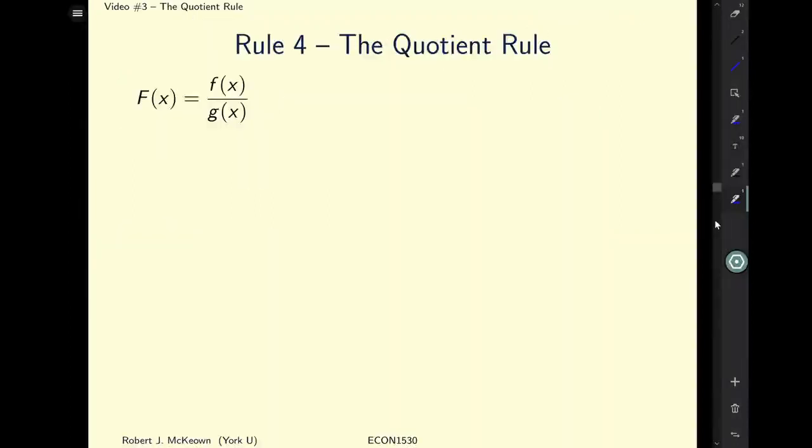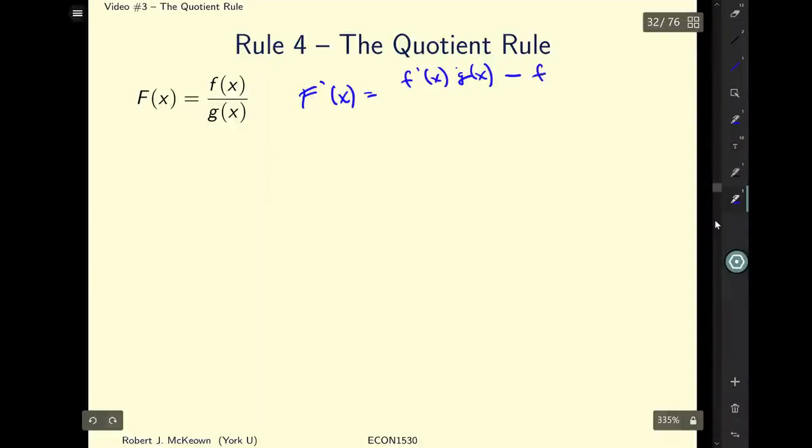Let's formalize the rule. So if we want to find the derivative of big f of x, it's going to be equal to the derivative of the numerator times the function in the denominator, minus the function in the numerator multiplied by the derivative of the denominator, and that whole thing is going to be divided by the function in the denominator squared.